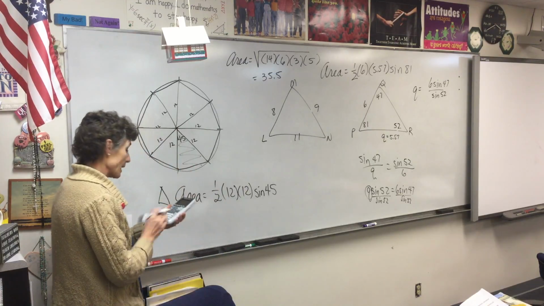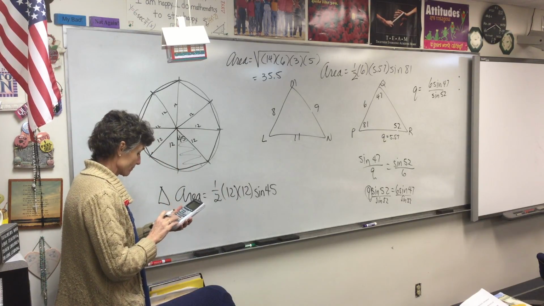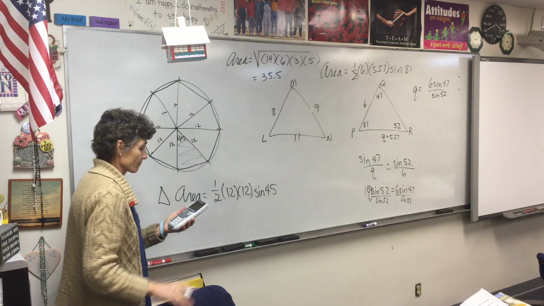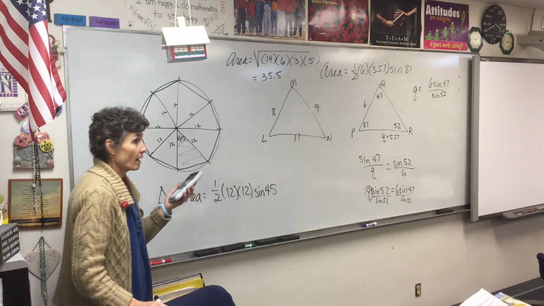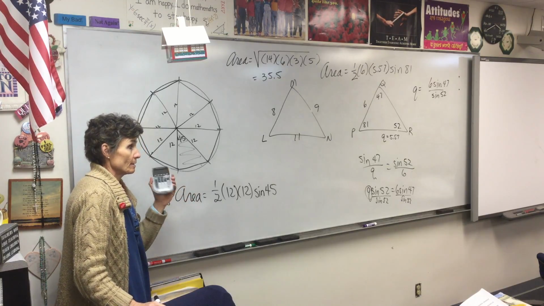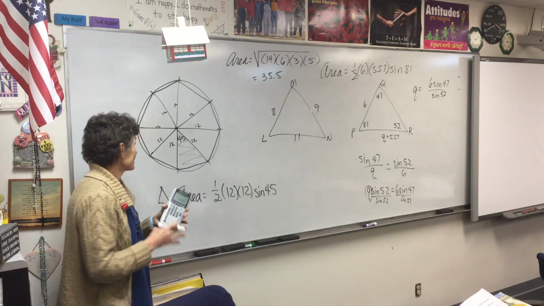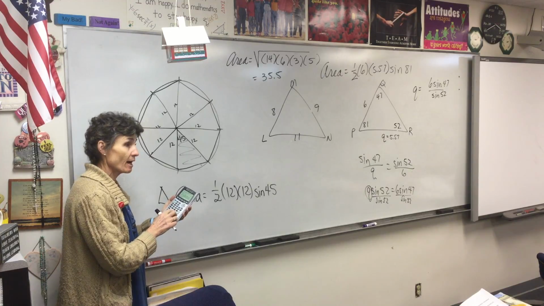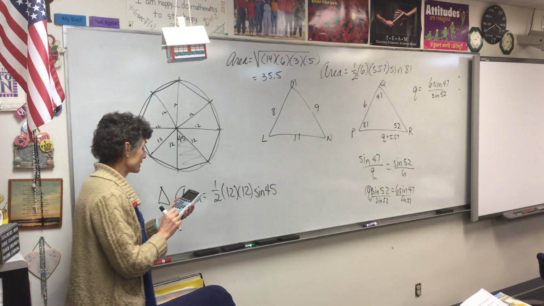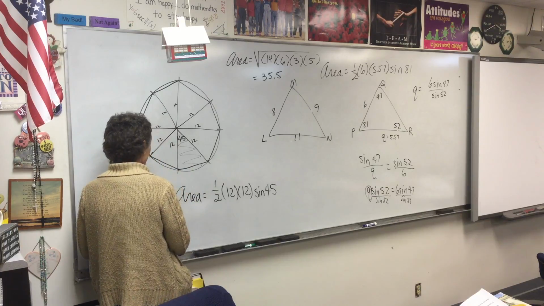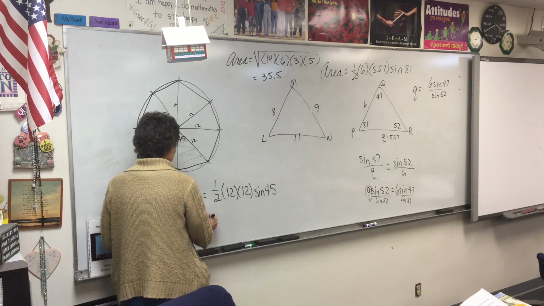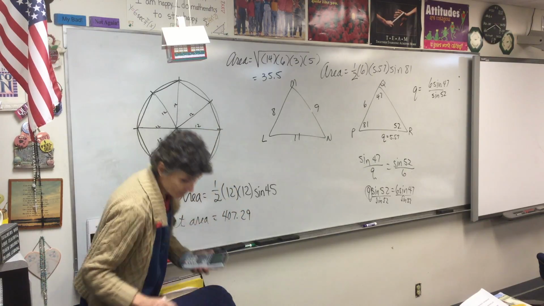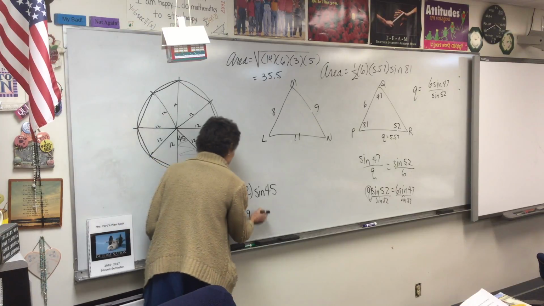Now, I can type that in, obviously, and I get 50.9. But be careful. What is that? That's the area of the triangle. I need to take that answer and say times 8 to get the area of the whole octagon. So the octagon area is 407.29, and that would be square inches.